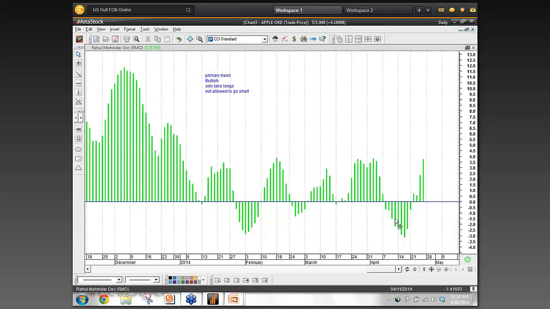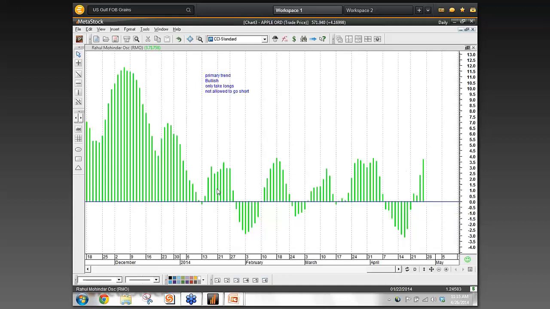If we're down below 0, we're going to say it's bearish, which means we would just reverse those rules. We'd be allowed to go short. We wouldn't take long positions. It's that easy. So right now, for the last 4 or 5 days in Apple, it's been in a bullish zone. We wouldn't be looking to take short positions.